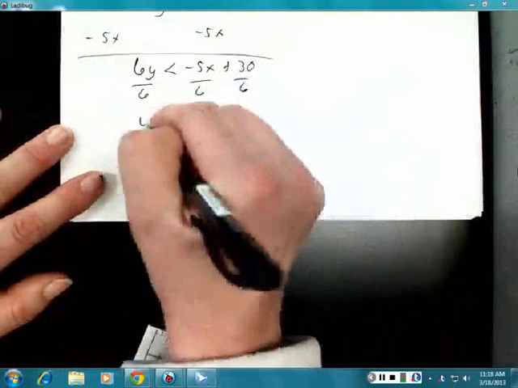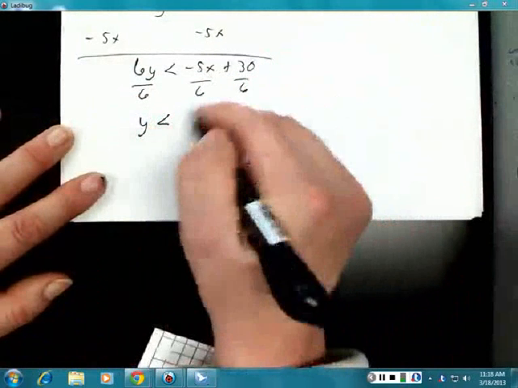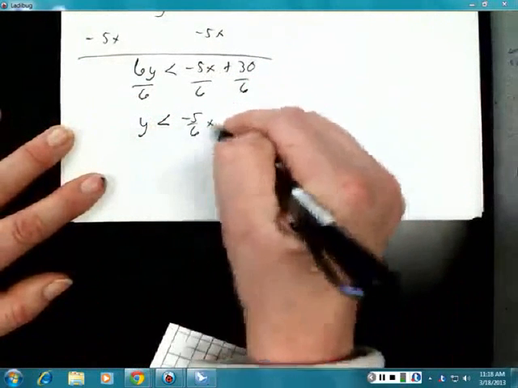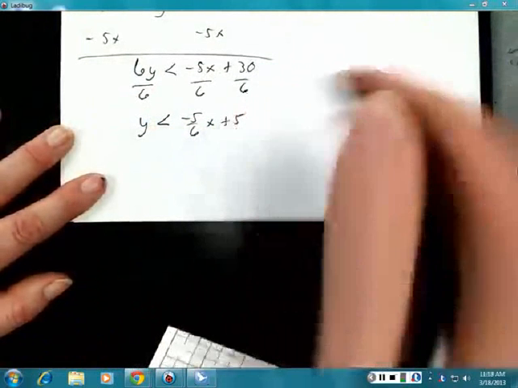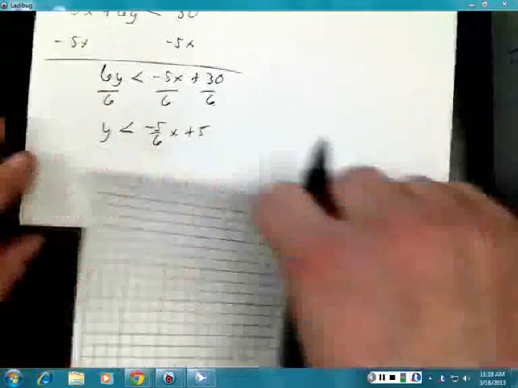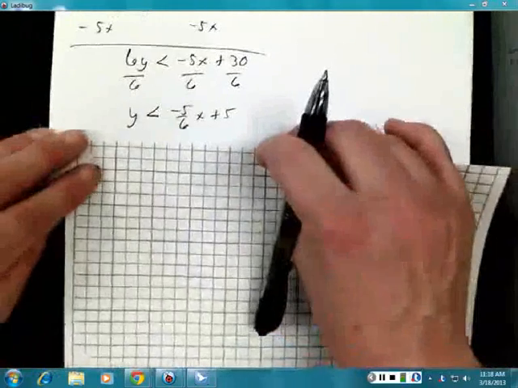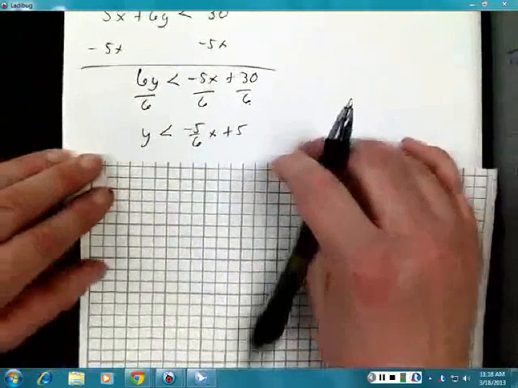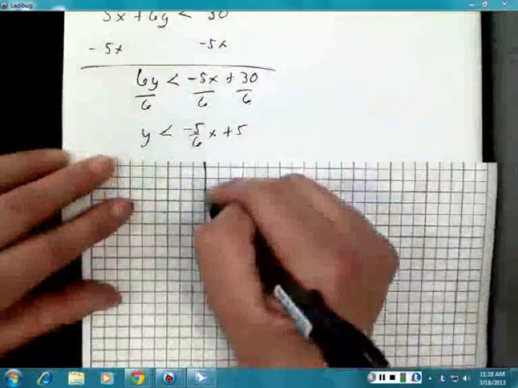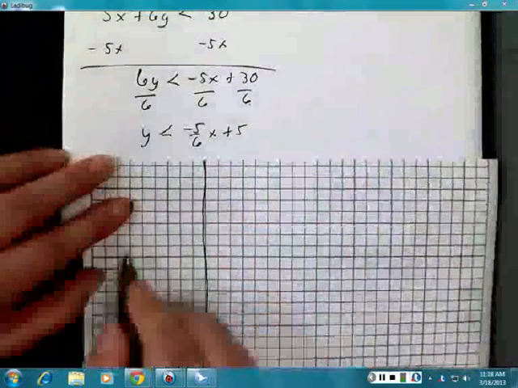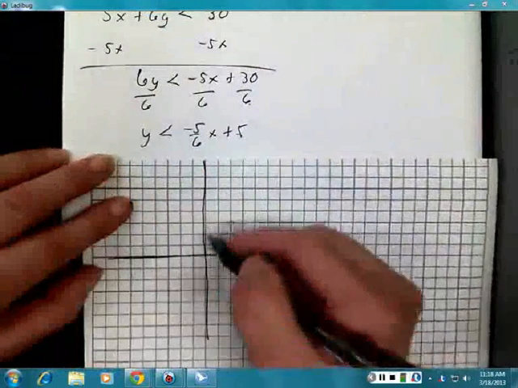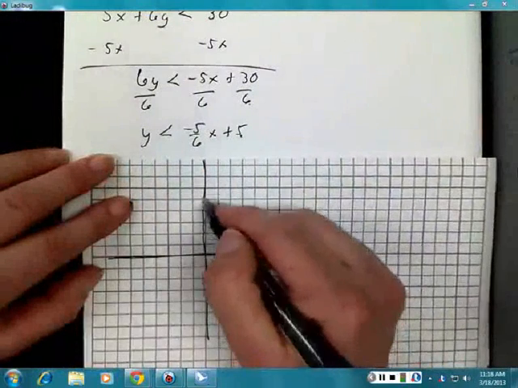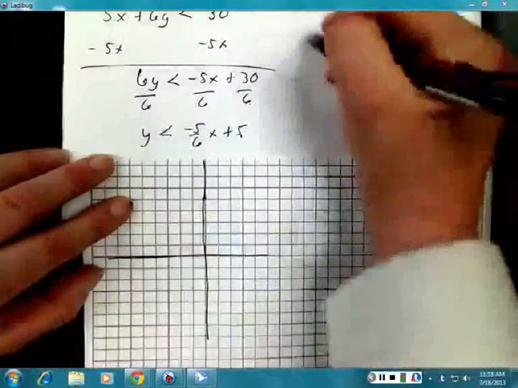Okay. Divide every piece by 6. So I have y is less than negative 5/6 x, and 30 divided by 6 is plus 5. Okay. So now, if I take that and I graph it, what's that going to look like? Well, here's my line. So I'm going to be up at 5.